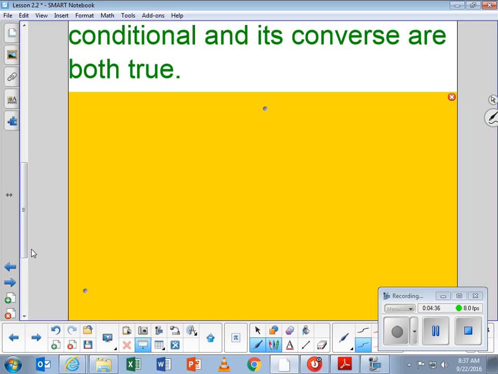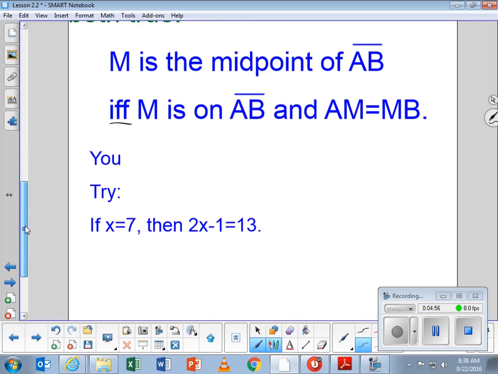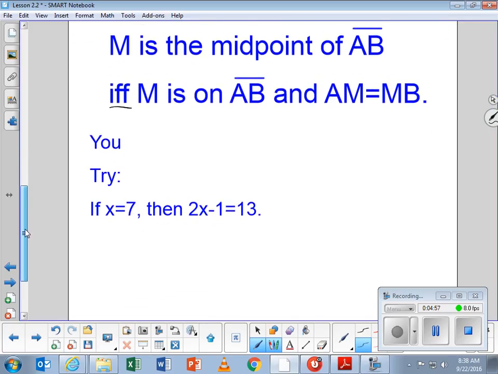Scroll down, we'll just get rid of this ugly yellow. So, if we put those two together, it says M is the midpoint of segment AB if and only if M is on segment AB and the distance from A to M is equal to the distance from M to B. I'm going to pause while you finish copying that down. Then in your group, I want you to try it with these numbers, these equations, these sentences here. Okay?